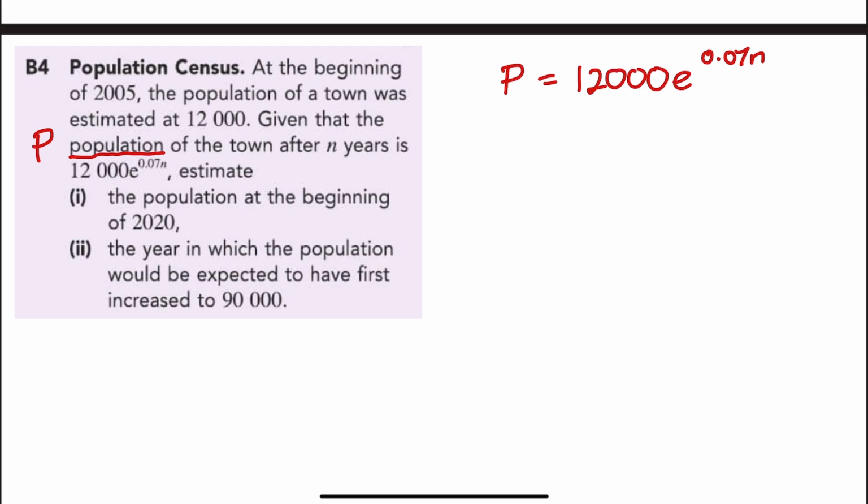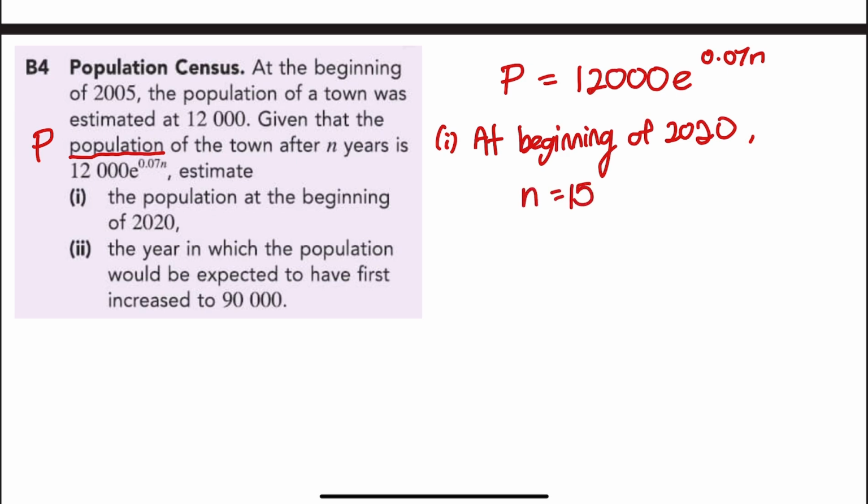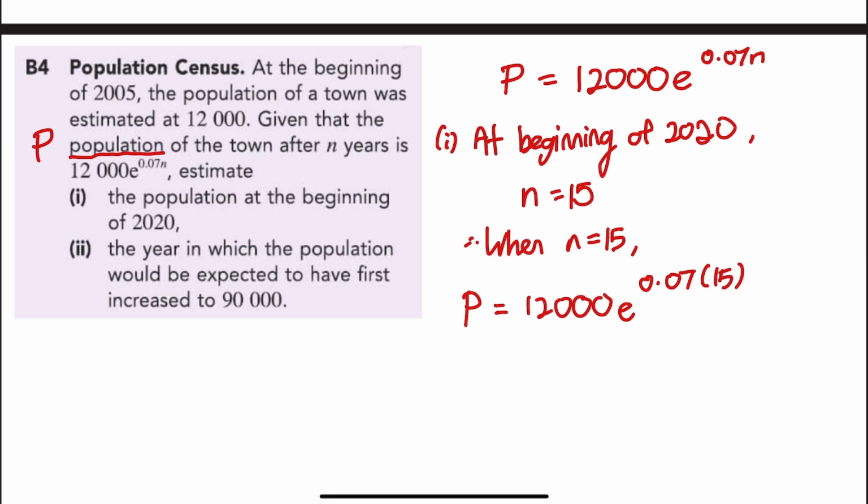Estimate the population at the beginning of 2020. So at the beginning of 2020, we first determine the number of years. From 2005 to 2020, n will be equal to 15 years. 15 years will have passed. So when n is equal to 15, population P is equal to 12,000 times e to the power 0.07 times 15. Then just press it in your calculator. You should get an estimate of 34,300, rounded off to 3SF. This is for part 1.